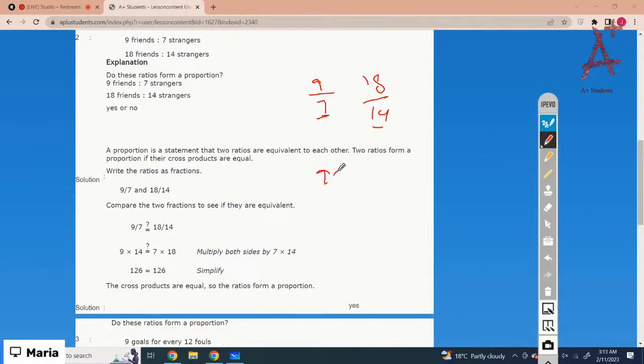7 times 2 is 14. So let's just multiply this fraction by 2. It would be 9 times 2 is 18 and 7 times 2 is 14. You can see they have the common denominators. Yes, they have. And also they have the same numerators too. That means yes, the fractions form a proportion.